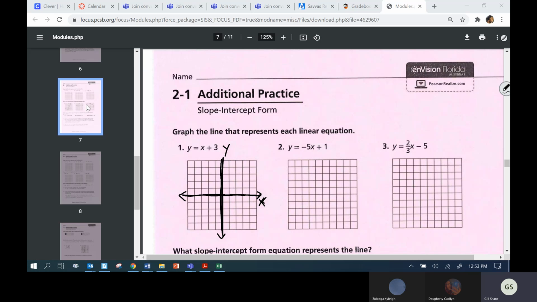I start with the y-intercept. The y-intercept is the part that's just a number. There's no variable with it. There's no x with it. So that's my y-intercept. I just put a point on that y-intercept. That's my starting point, my first point. I need 2 points to graph a line. So that's my first point. Now I need to find my second point.